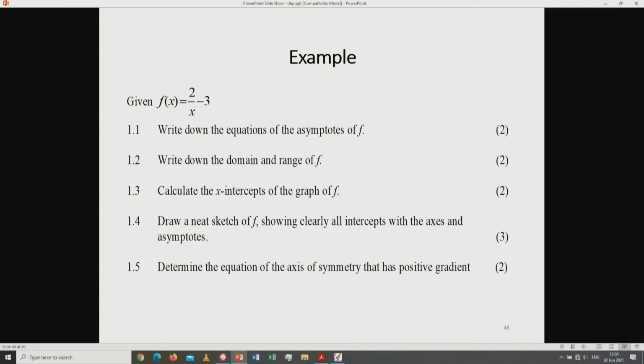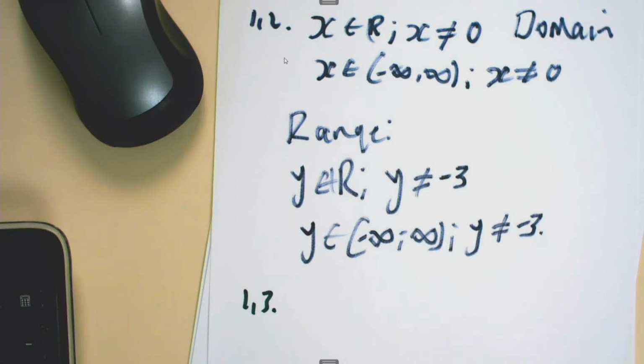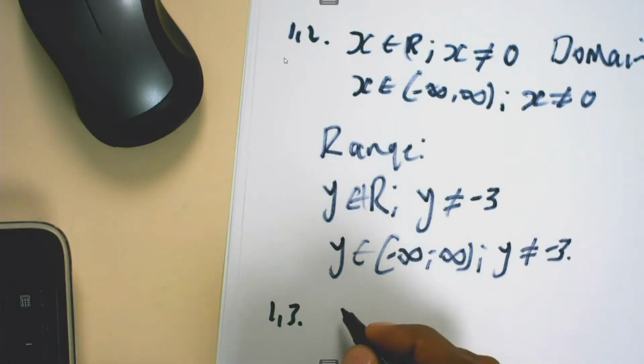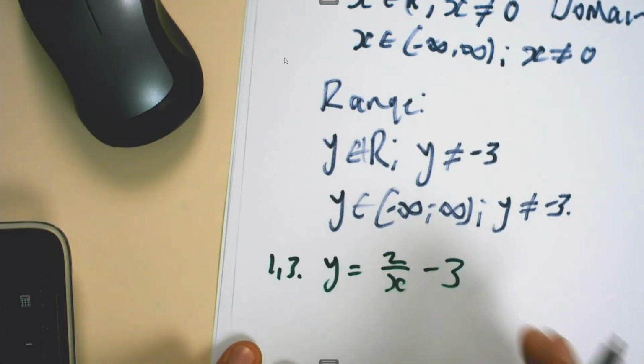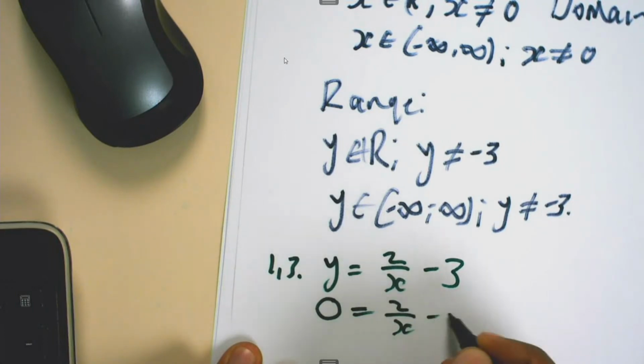Calculate the x-intercept of the graph of f. Let's see if we can calculate the x-intercept of the graph of f. Right, that is 1.3, the x-intercept. Now, what you remember from the other lessons that we did, especially for the x- and the y-intercept, is that for the x-intercept we must let y be 0. So we have y equals 2 divided by x minus 3. That's what we have. But now since we are looking for the x-intercept, y must be 0. So we let y be 0, then we have 0 equals 2 divided by x minus 3.